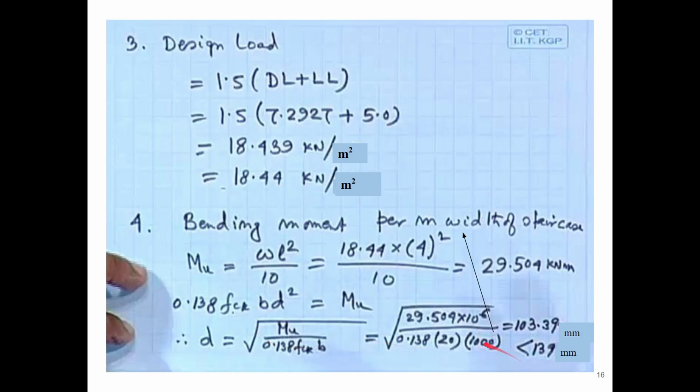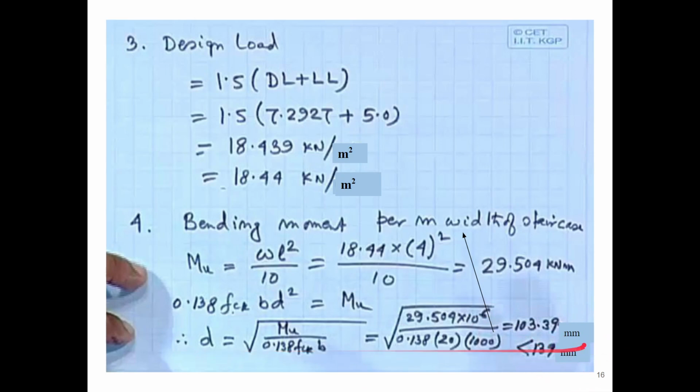Here fck value is 20. b value is 1000 because it is per meter width of staircase, and d we have to calculate, and Mu value is 29.504 into 10 to the power 6 Newton millimeter. So substituting the values, we get the effective depth value as 103.39 millimeter. So that is the required effective depth, and we have taken the effective depth as 139 millimeter.